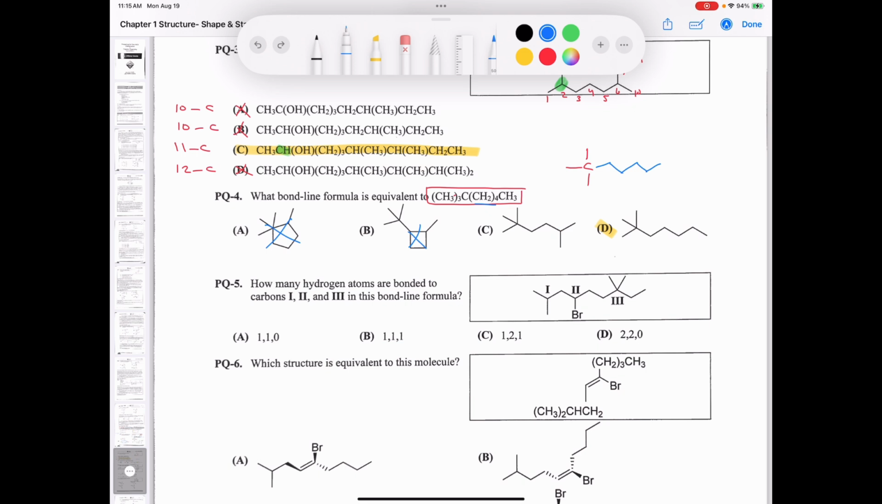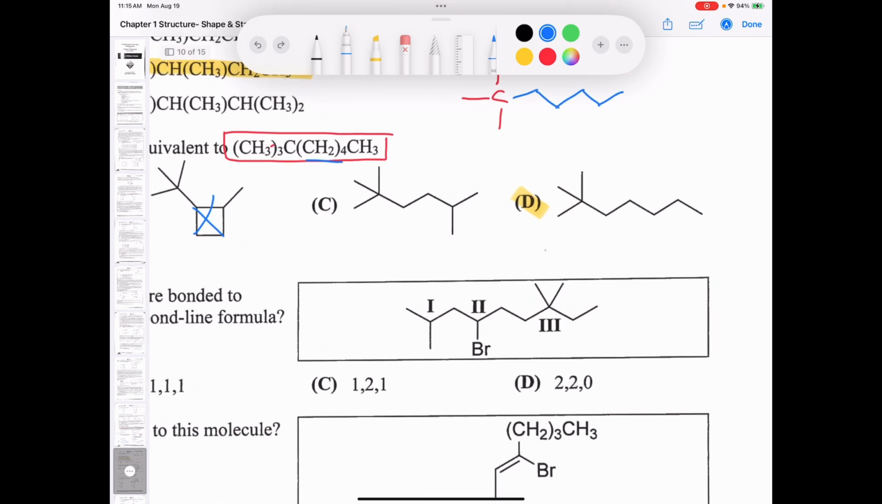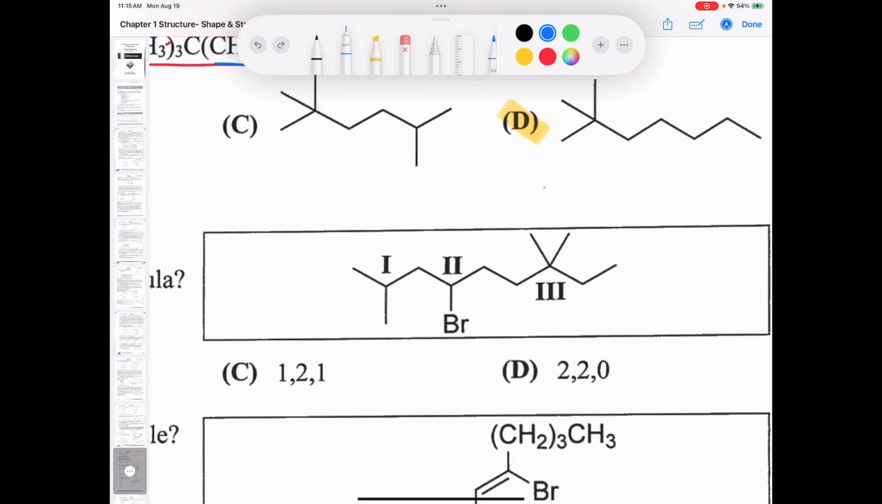Now, number 5, you need to know bond line or skeletal structures very well. It says, how many hydrogen atoms are bonded to carbons 1, 2, and 3 respectively in this bond line formula. Well, you notice that in this structure, all carbons are sp3 hybridized, which means they all have 4 bonds. They all have 4 sigma bonds. Now, what you can see in the structure here is that this carbon is attached to 1, 2, 3 carbons. So that means it's attached to 1 hydrogen.